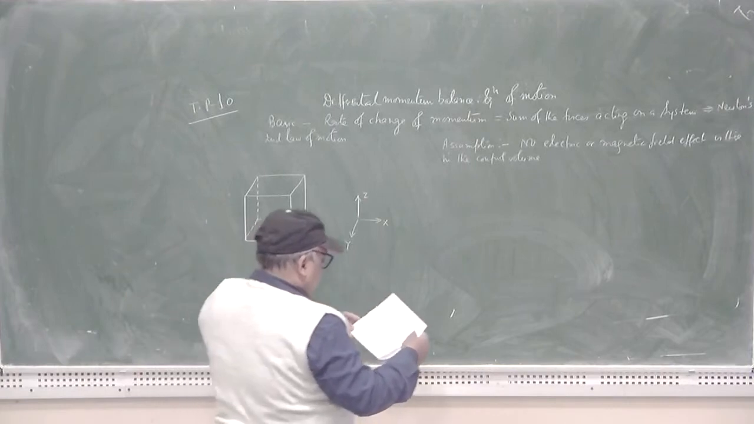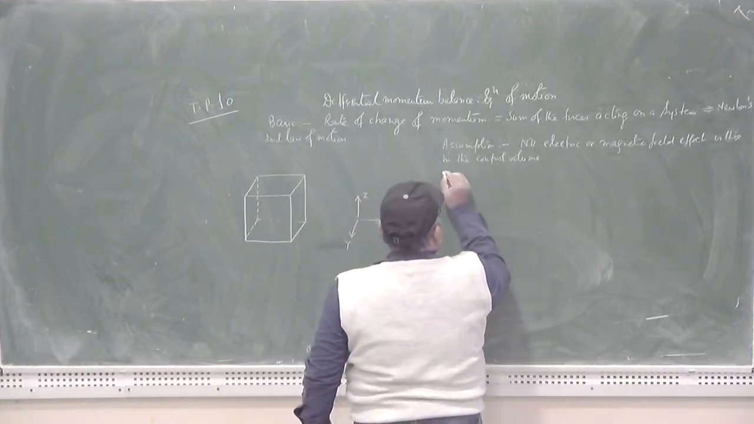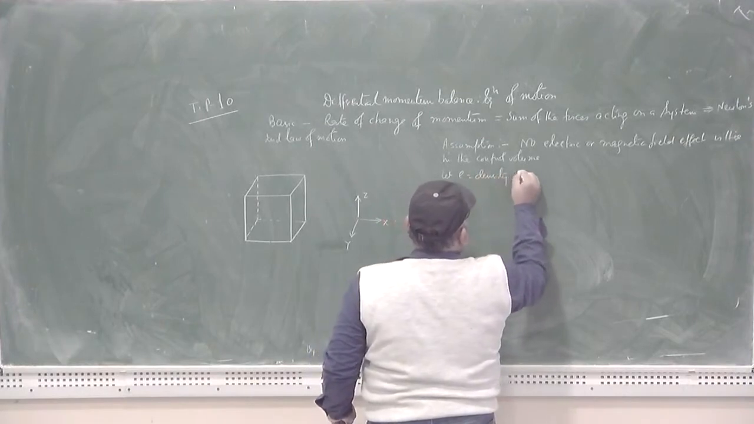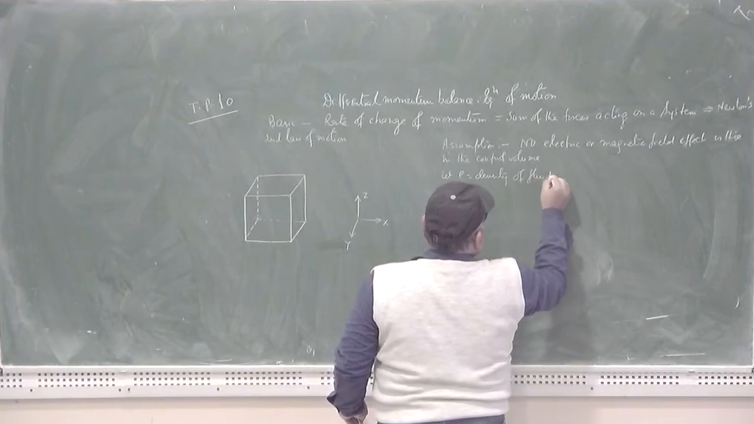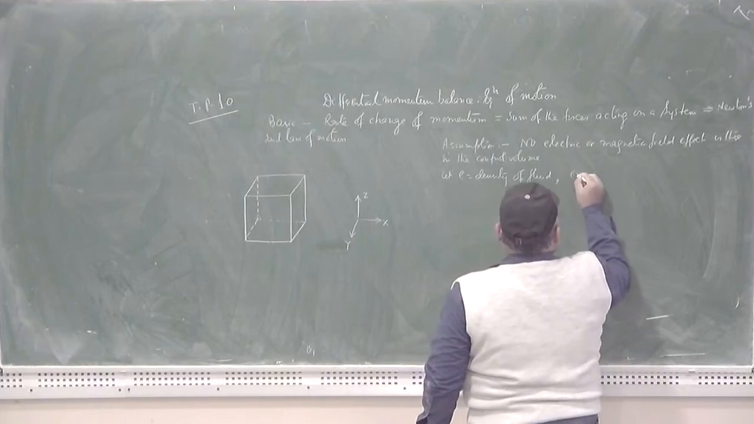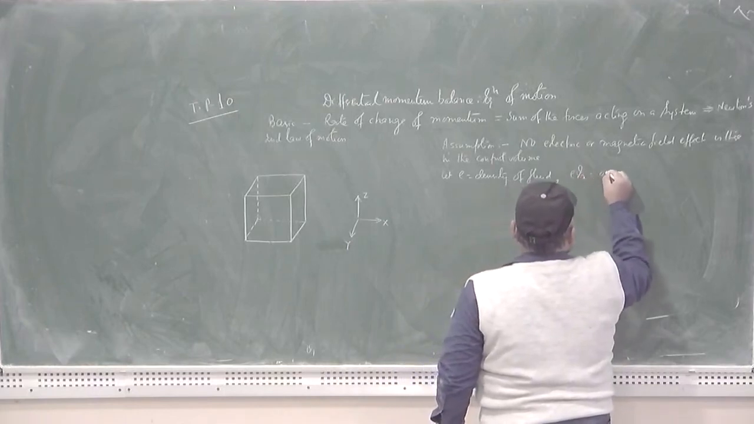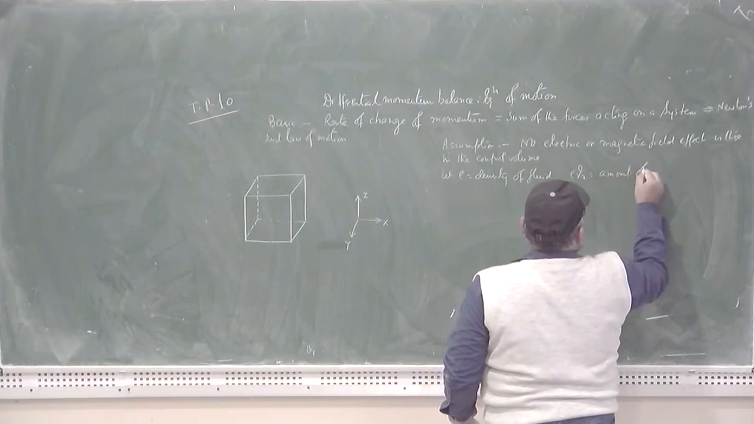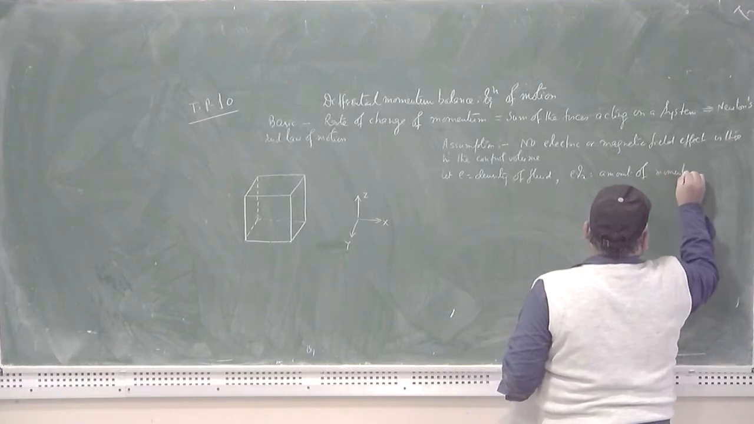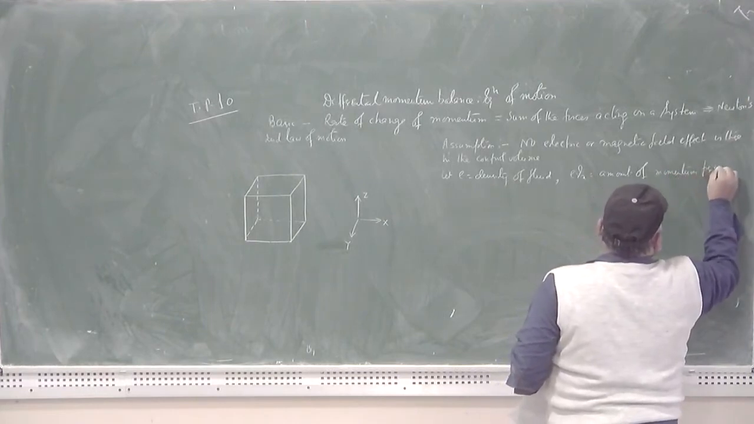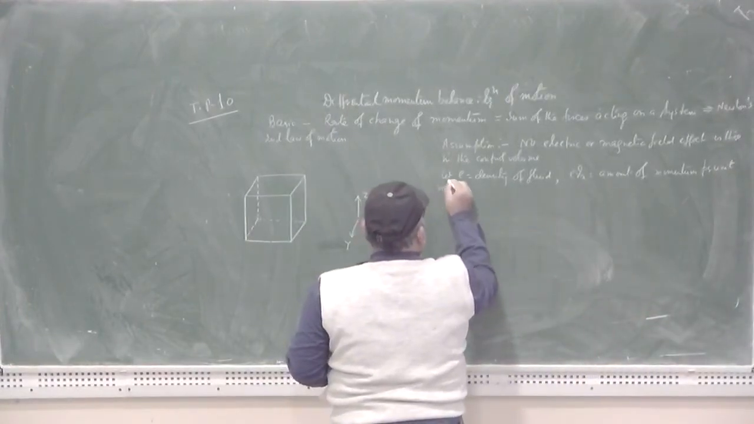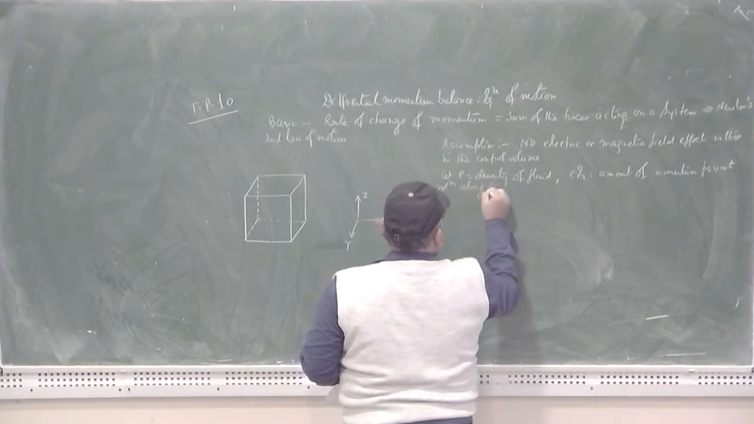So, let us assume, let rho be the density of the fluid, and here rho Vx is the amount of momentum per unit volume along the x direction.